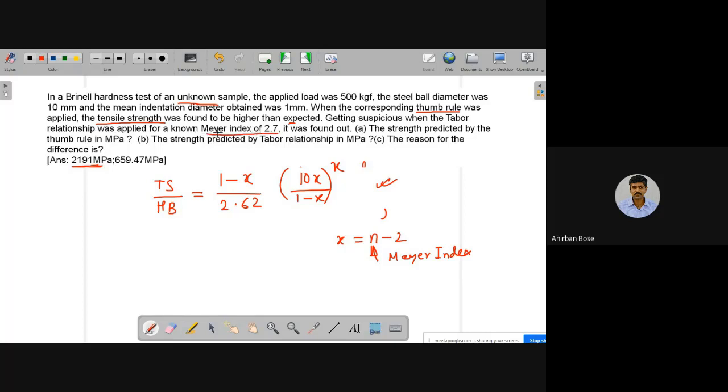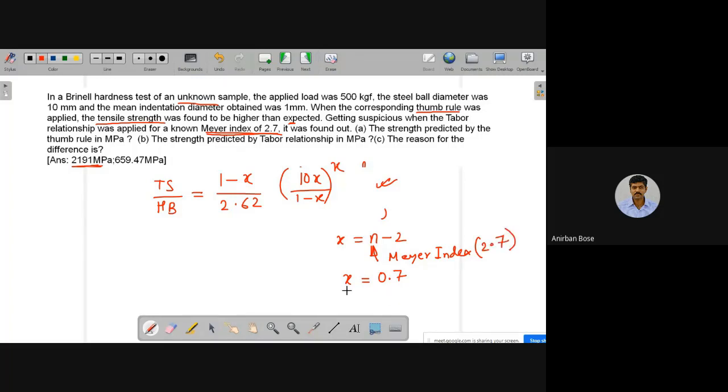Now in this particular problem, when the Tabor relationship is used, the Meyer index is 2.7. So if the Meyer index is 2.7, you just put the value 2.7, then you can see for this particular problem x is coming 0.7, because in this problem the Meyer index is 2.7.